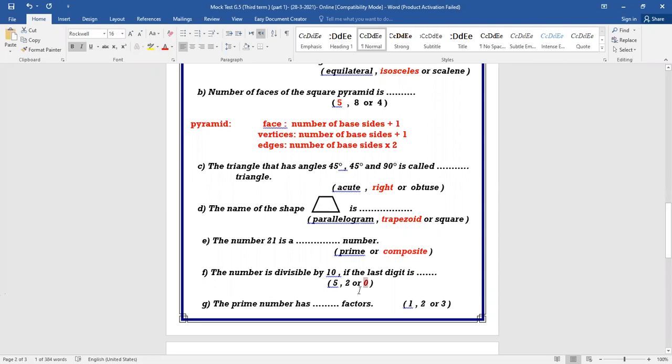The prime number has how many factors? 2. Yes, only 2 factors: 1 and itself. It has only 2 factors.